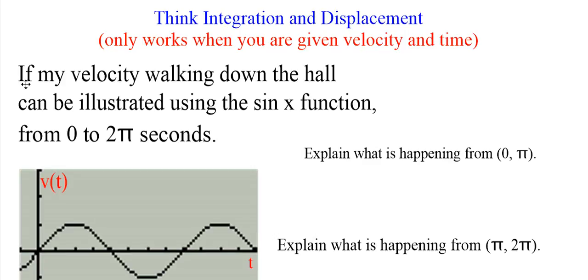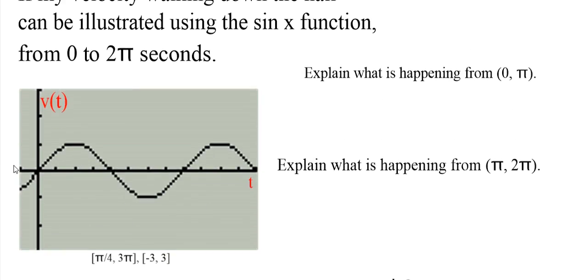Now let's say your velocity, walking down a hall, can be illustrated using the sine of x function, and we're going to go from 0 to 2 pi. So what I did was I graphed this sine of x function here. We're going to start at 0, and we're walking down. This is our velocity. So we're going up here, and this is pi over 2 right there. At pi over 2, I can see that my velocity is going to be 1.